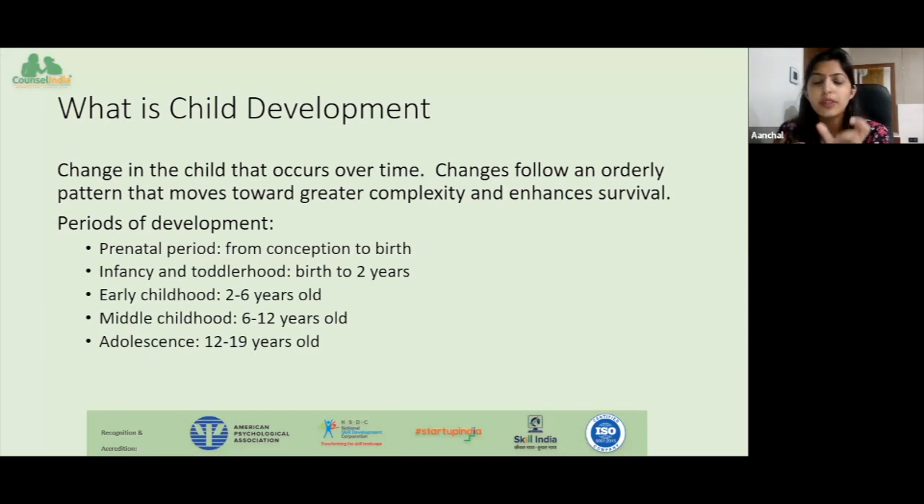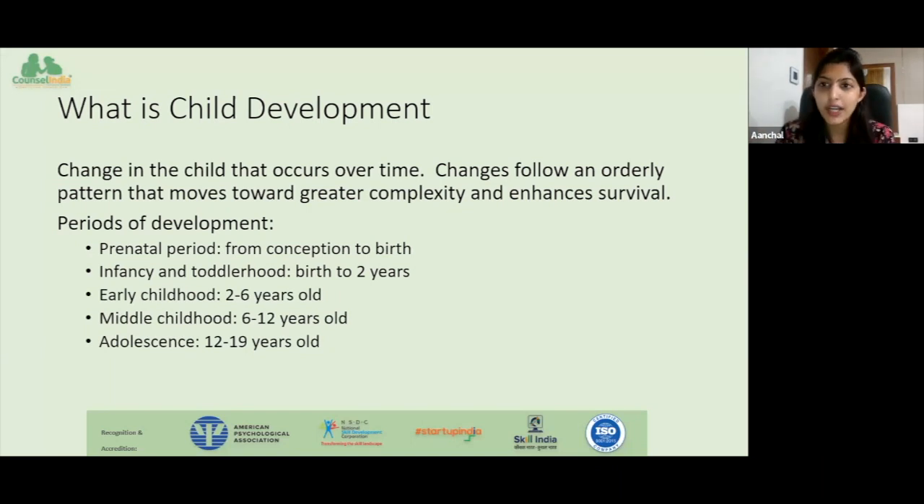Coming to the very initial period of child development, the prenatal period, we call it from conception till the time of birth. All the time when the child is in the womb is known as the prenatal period. Then infancy, from birth to 2 years, we call them infants, and till 2 years we also call them toddlers. You know why we call them toddlers? Because they're just learning to walk and they're toddling around, so that's why we call them toddlers, till 2 years of age.